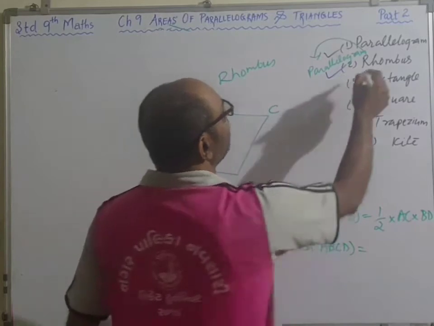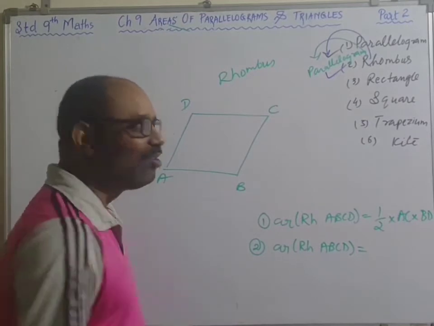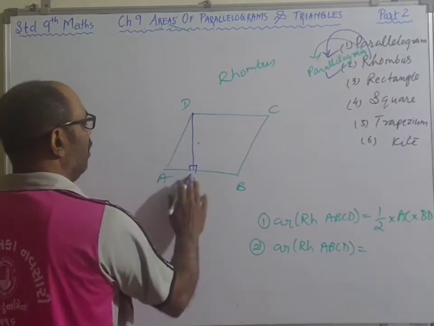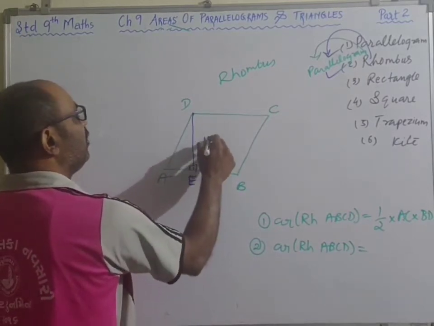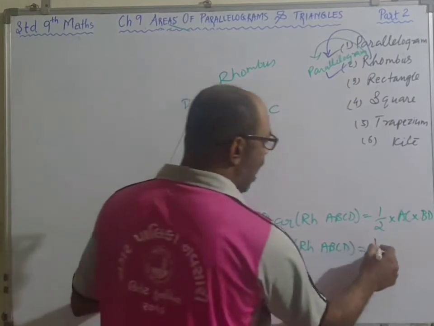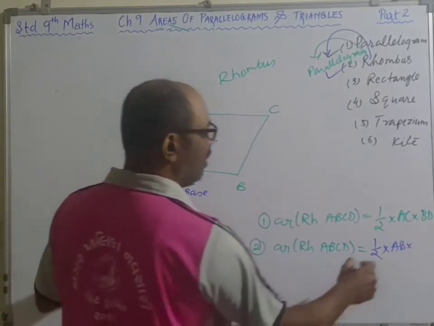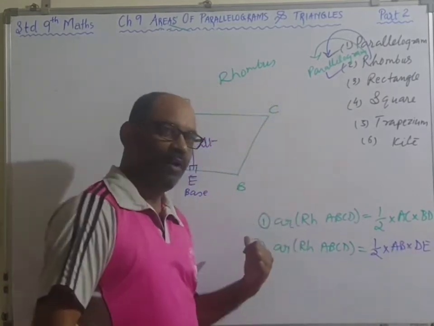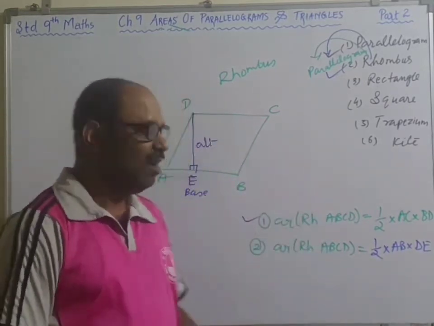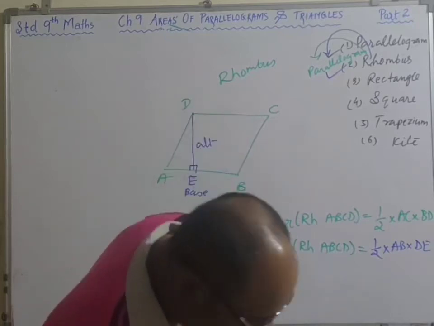Children, here as I said, rhombus is also a parallelogram. तो ये parallelogram तो है ही. So from any vertex, if you draw perpendicular, so this DE is altitude and AB is base. So ये formula भी rhombus को लगेगी. Half into base, that is AB, into corresponding altitude, that is DE. So when the diagonals are given, you can use the first formula. When altitude is given, you can use the second formula. Is that clear, children? Fine.